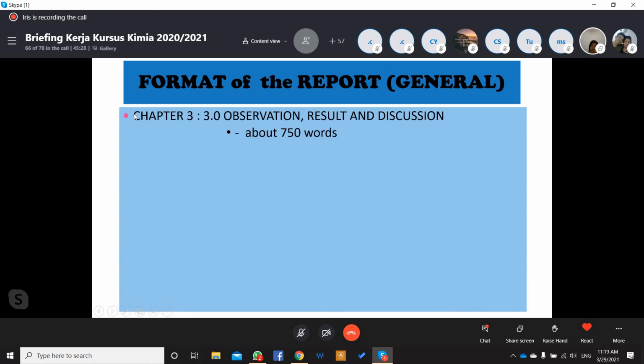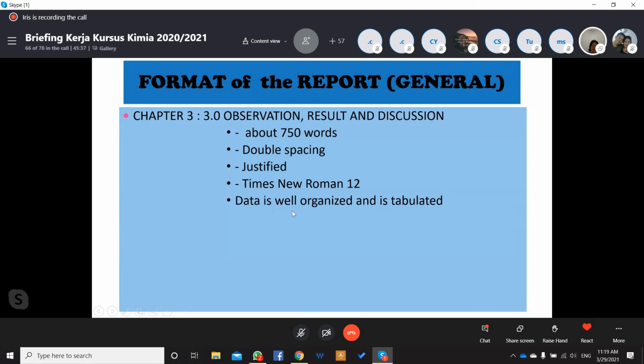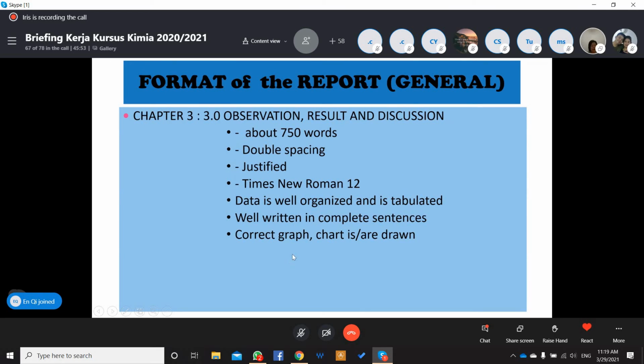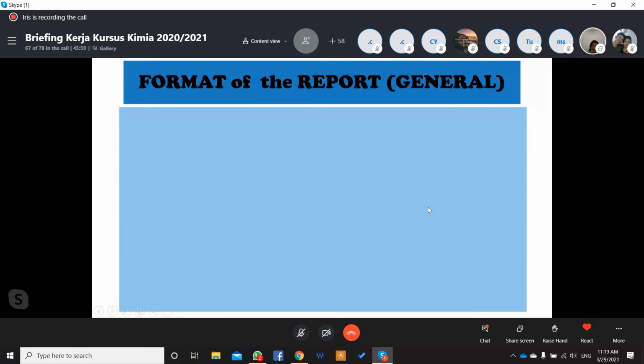The most important is chapter 3, because it involves observation, result, and discussion. Double spacing, justified, same as before. Data is well organized and related. If in the form of a table, it is well written in complete sentences. Have a graph that can represent your table, your data from the table. Maybe a line graph, maybe a bar chart, depends. Well structured explanation for findings. Okay.